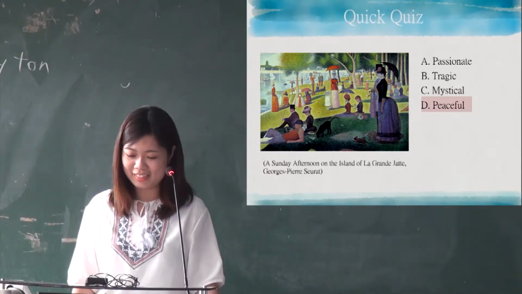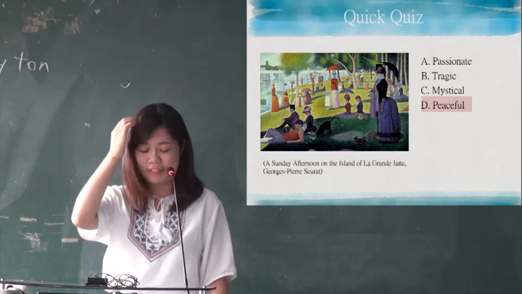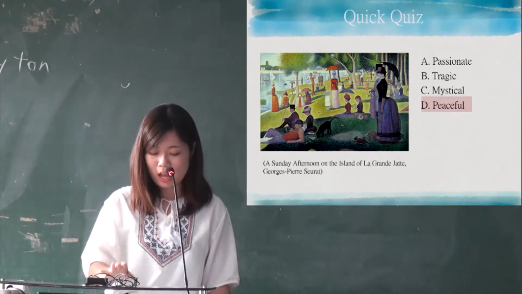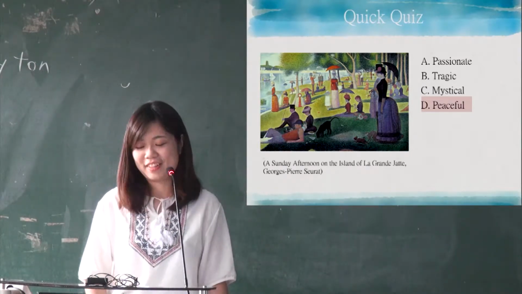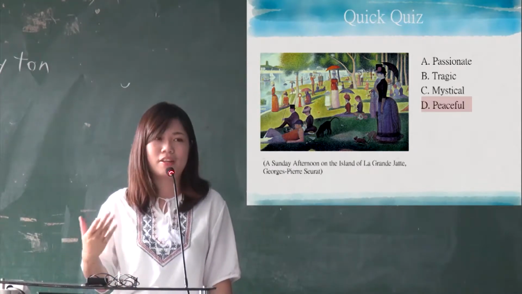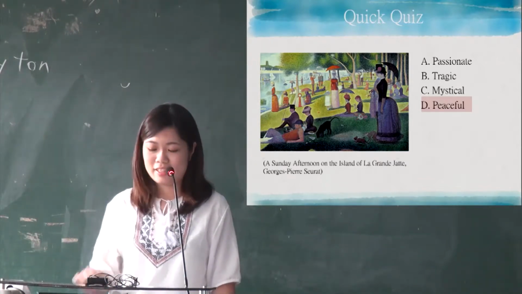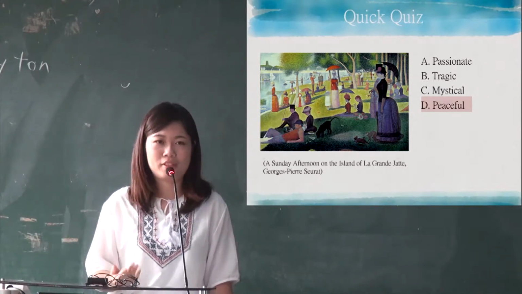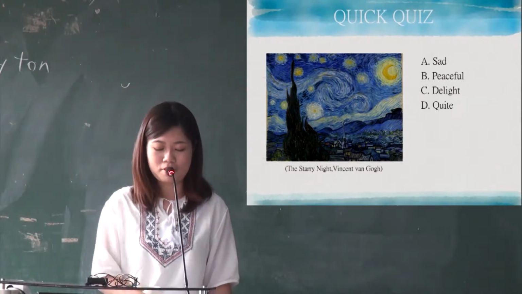C. The answer is peaceful, because everyone is sitting on the island of La Grande Jatte, and this is a peaceful Sunday afternoon. The people were spending their time in a very comfortable place, and therefore the painter wanted to express the peaceful feeling. And the second one, this is very famous for Starry Night.